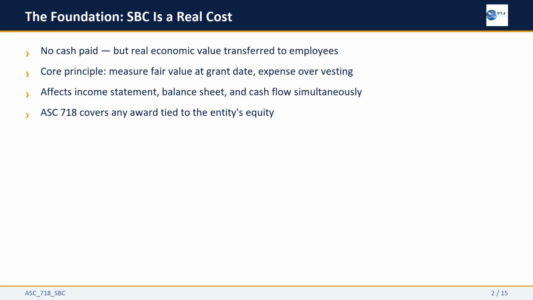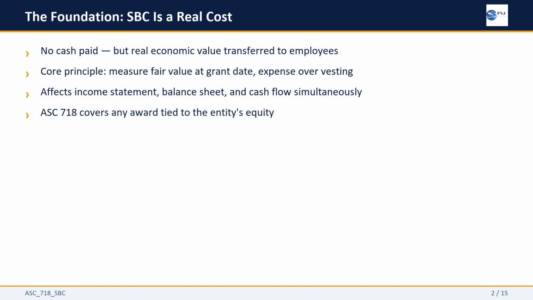The entire ASC 718 framework rests on a single foundational principle. Stock-based compensation is a real cost of doing business. When a company grants options or RSUs, it transfers genuine economic value, an ownership stake, to employees. That transfer must be measured at the grant date and recognized systematically over the period the employee earns the award.